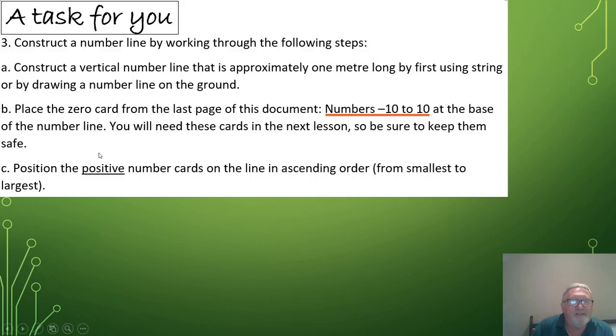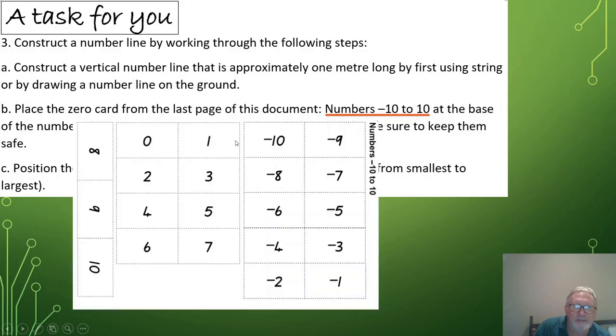Okay, we're going to construct a number line that is approximately 1 meter long. Now you can use a piece of string, or you can draw with chalk, or draw something on the ground. And then we're going to place the number cards from 1 to 10. Those number cards you actually have in your possession. They look like this. They're the number cards at the last page, and we actually did it last so that you could easily cut it up like that, and you're going to use them a couple of times, so keep them safe.